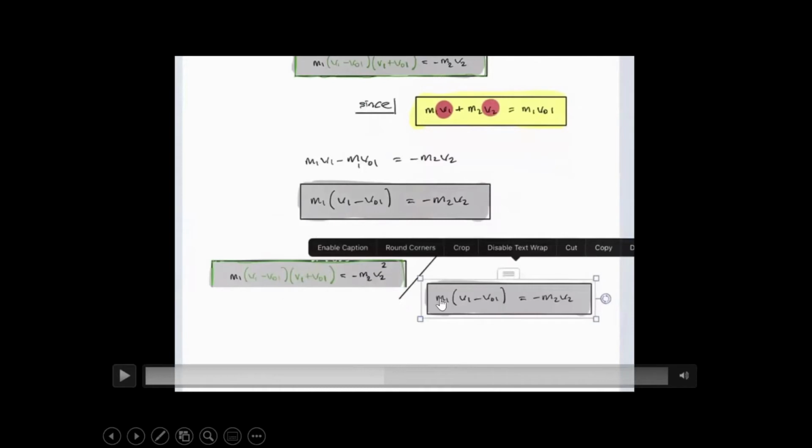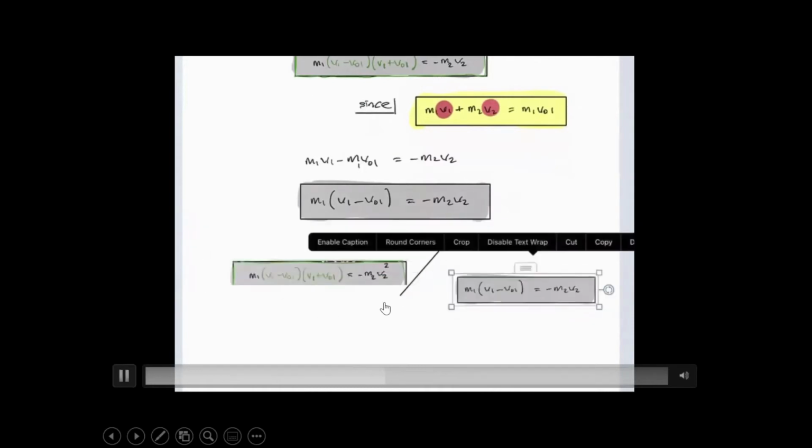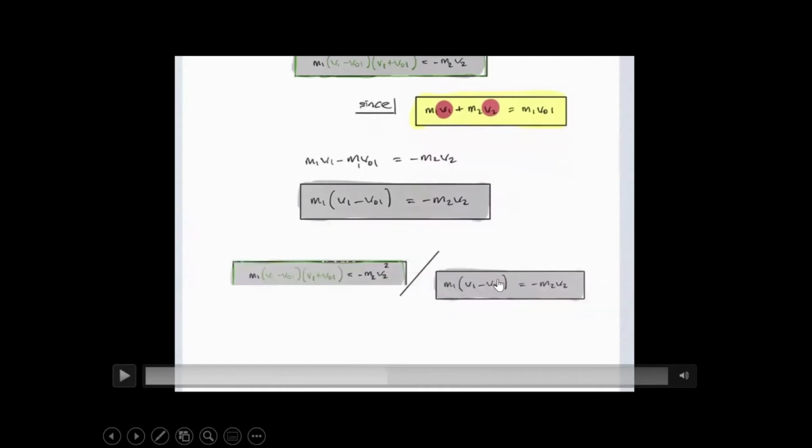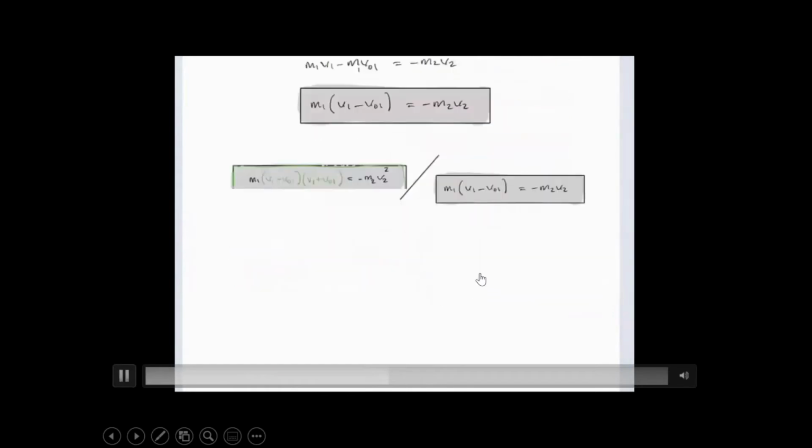So this equation is divided by that equation. What do they have in common? M1 is in common, and the change in velocity is in common on the left-hand side. Let's just turn it into an equation first. This side is going to be divided by that side. This term is going to be divided by that term.